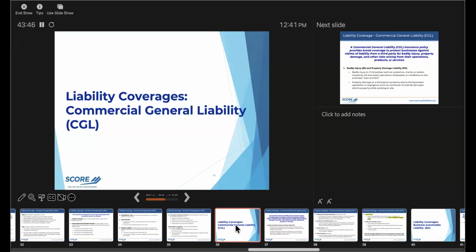First question, going back to the BOP or the general liability: how do I determine whether to go with a general liability policy or a BOP? Well, a BOP policy will have general liability in it, along with property and the other coverage of business interruption.